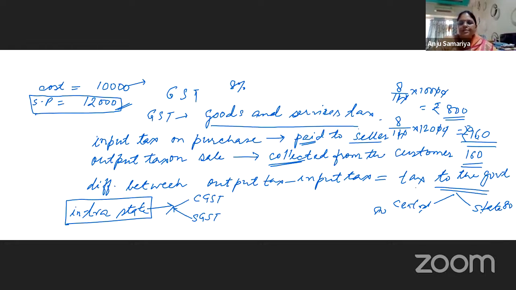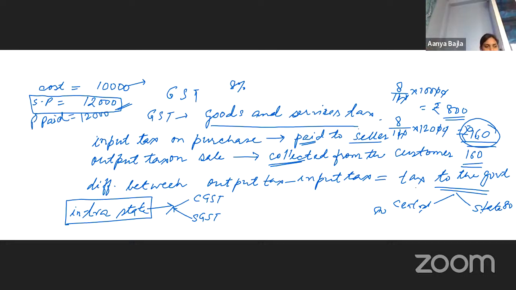Let us come back to this. Tax कितना collect किया था? 960, है ना? So what was the price paid by you? The price paid by you is this 12,000 plus 960. So it becomes 12,960.